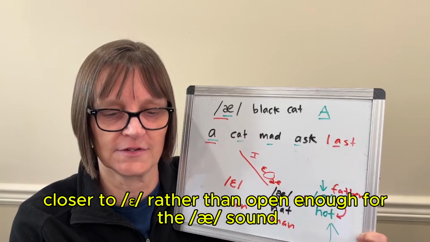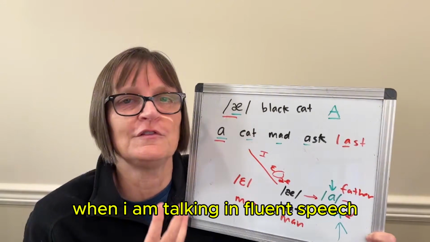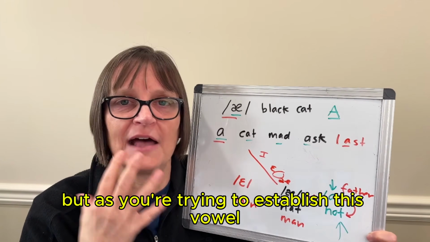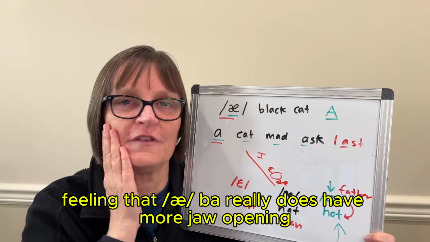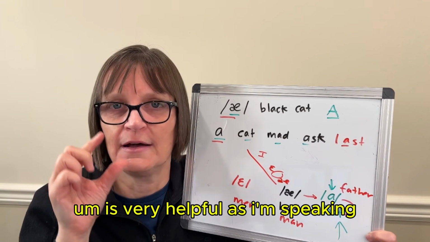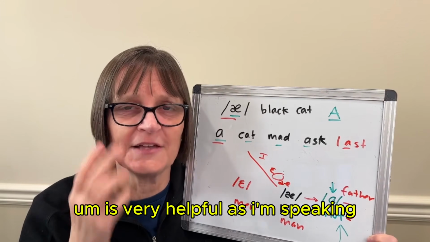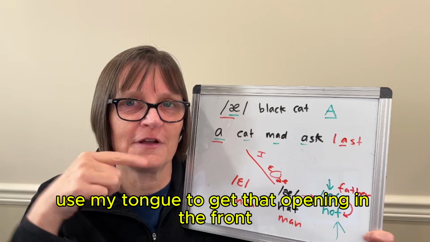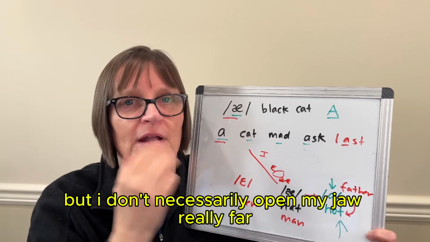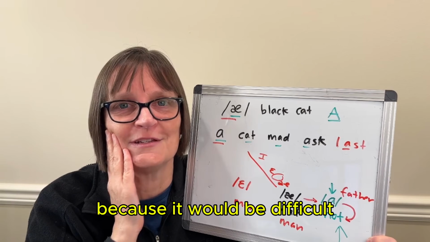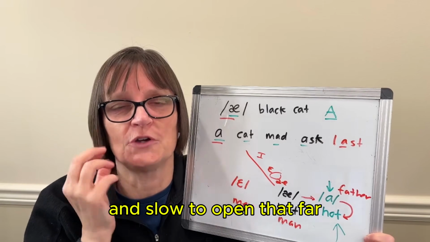closer to the other vowel rather than open enough for the ah sound. When I am talking in fluent speech, I'm not opening so far like that, man, but as you're trying to establish this vowel, feeling that ah, ba really does have more jaw opening is very helpful. As I'm speaking, I will still use my tongue to get that opening in the front, back of the tongue lifted, but I don't necessarily open my jaw really far because it would be difficult and slow to open that far.